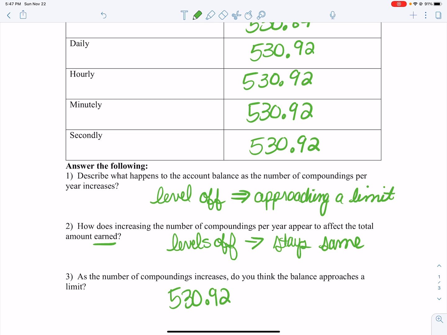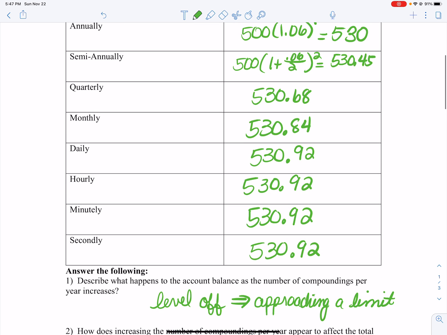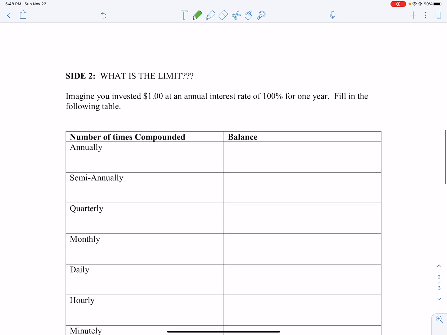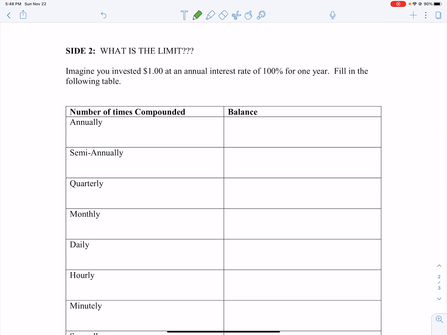Okay, so there's got to be a way to figure out that limit. If we think about what secondly is, 365 times 24 times 60 times 60, there are 31,536,000 seconds in a year. And that's a really big number to put into the equation. So there's got to be a better way. So what we're going to do right now is the same thing, except we're going to take out all of the things that are causing it to change a little bit.